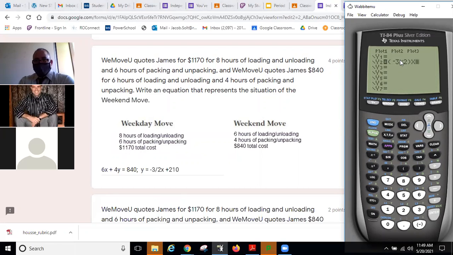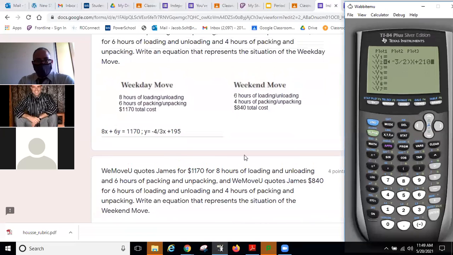So I could do it this way, or I could put the x right next to the 3 on the top of the divisor line. One of those 2 things has got to happen. I can't just put the x next to 2, otherwise it'll think it's 1 over x. And then I put the 210 in. That's my second equation. That's my weekend move that I figured out, that Yomari figured out.